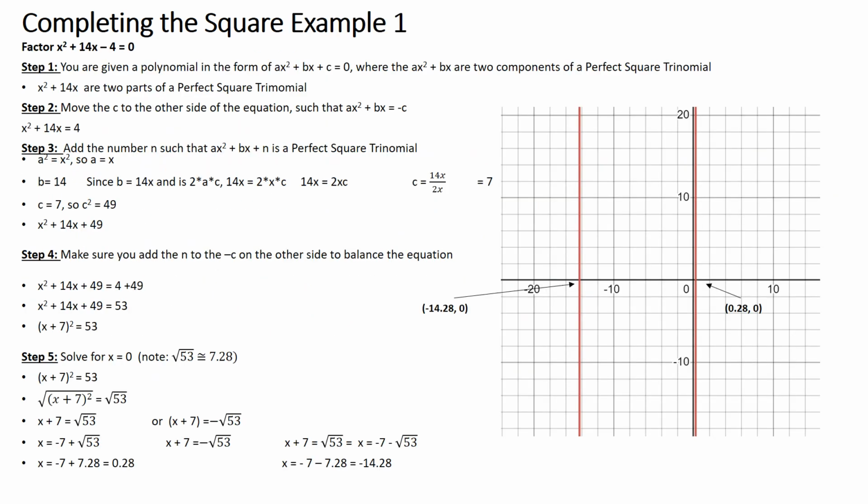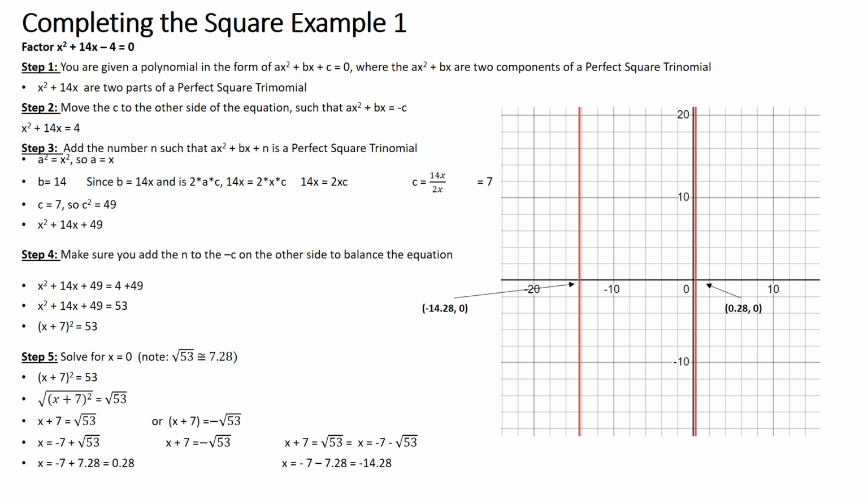I've got a graph here, and don't worry about the graph here. I'm going to show you why we use this graph. I'm given an equation, ax squared plus bx plus c equals 0. Now it's equaling 0, which means whatever I put in for x, my resulting y will be 0. And the equation is x squared plus 14x minus 4 equals 0.